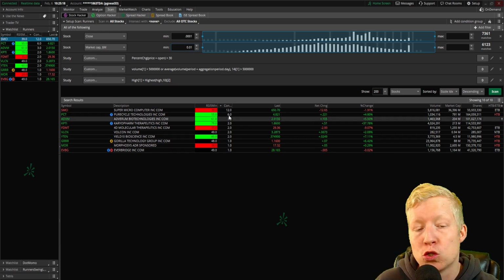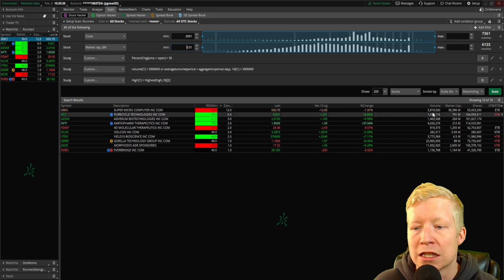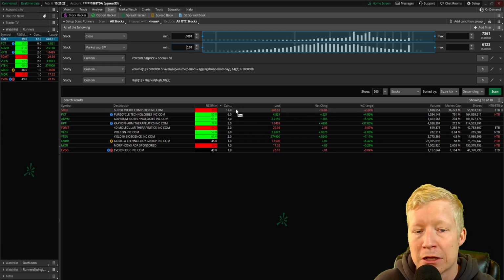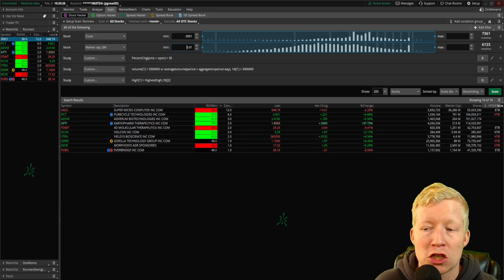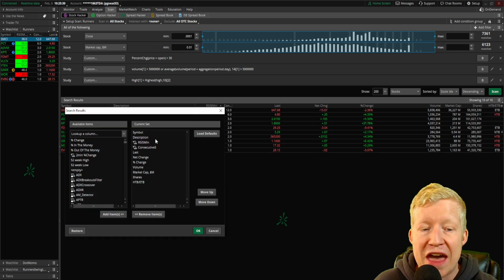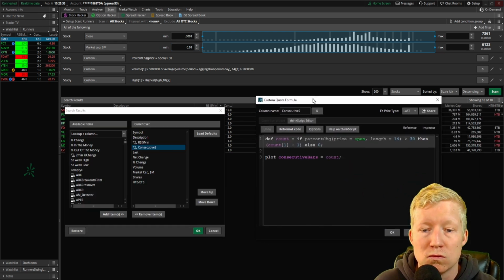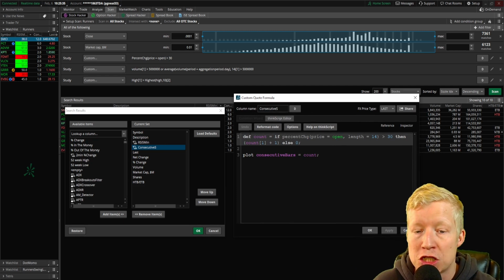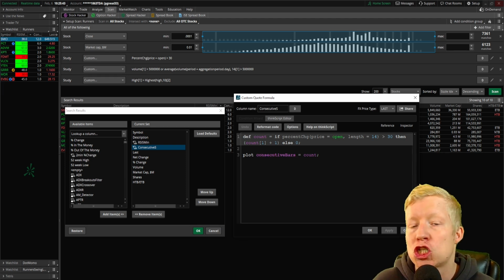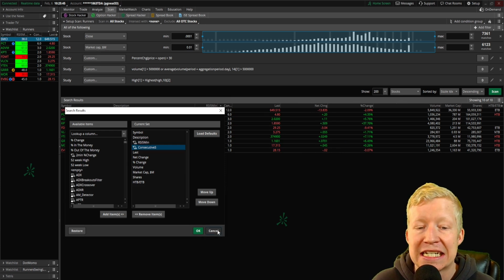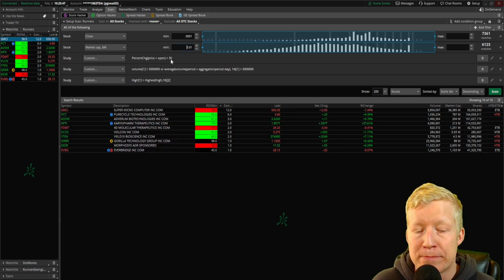Now, if we come down to our results, I have a custom column here, and this is going to be the first custom column that I give you on today's video. And this custom column is called consecutive, and it measures the number of days that the stock was on the scanner, right? So if percent change open is greater than 30, then count +1, else don't, then plot the count. So this is showing you how many days the stock has been above 30% change.